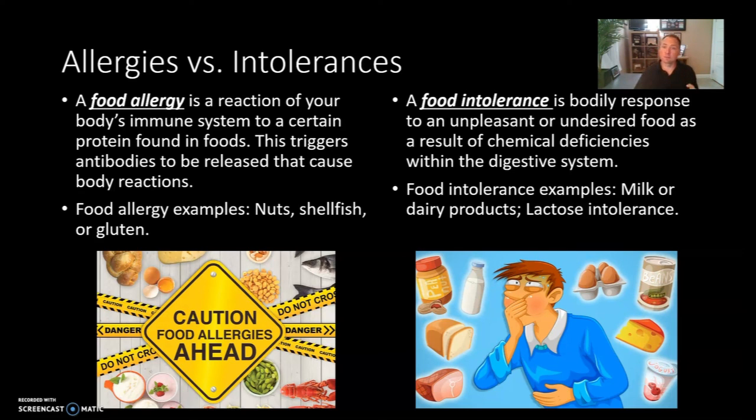Now, food intolerance, on the other hand, is a bodily response to an unpleasant or undesired food as a result of chemical deficiencies within the digestive system. So what does that mean? For example, milk or dairy products, okay? Lactose intolerance means you don't have enough chemicals in your body or enzymes to break down that milk. So your body will flush it through as a foreign object, therefore either causing you to vomit or have diarrhea to get it out of your system because you can't break it down.